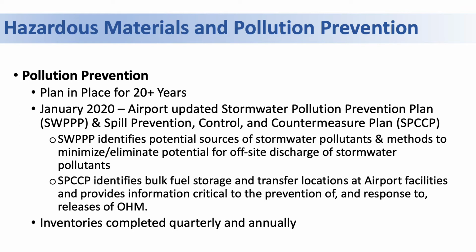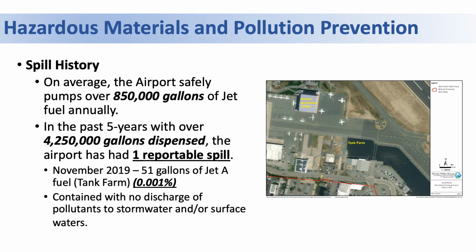The SPCC plan identifies bulk fuel storage and transfer locations at airport facilities. It provides information critical to the prevention of and response to releases of oil and hazardous materials. Inventories are completed quarterly and annually, and tenants are included in the process. They too adhere to pollution prevention. The airport prides itself in its hazardous materials and pollution prevention. The airport's spill history is nearly non-existent.